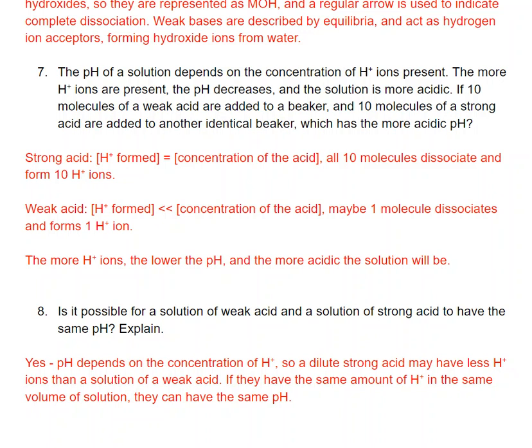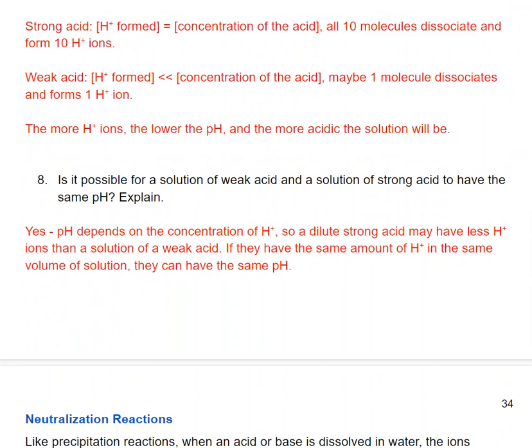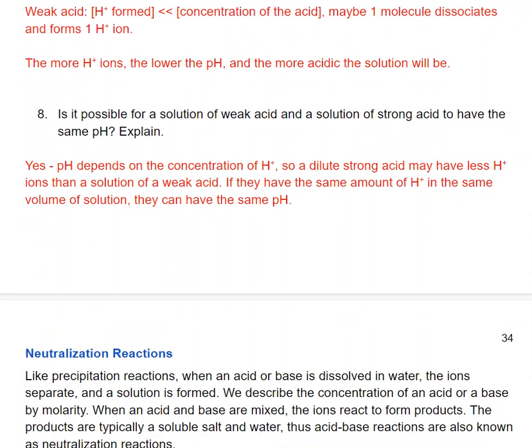Is it possible for a solution of a weak acid and a solution of a strong acid to have the same pH? Yes, because pH depends on concentration of H plus. So a dilute strong acid may have less H plus ions than a solution of a weak acid. So if they have the same amount of H plus in the same volume, they're going to have the same pH.